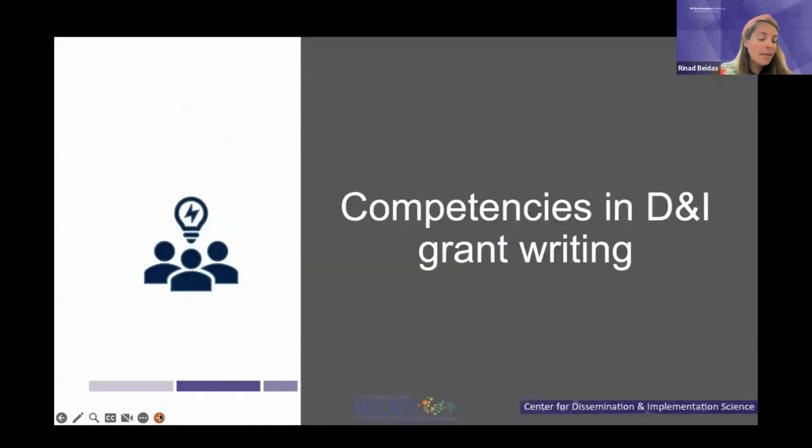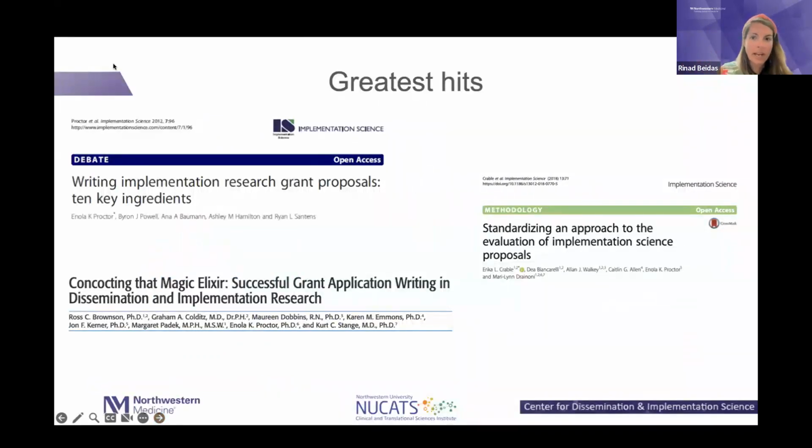Now that I've done a very fast whirlwind of what NIH has funded, and I recognize I usually have an hour for this lecture, so I go way deeper, I want to get to the competencies because that's the meat of this and what's most important. I'm going to give you a high-level sense of what you might want to focus on as you write dissemination and implementation science grants.